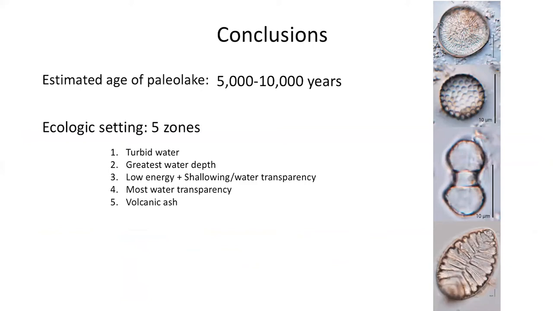The water started turbid, high energy, it got deep, it got shallow or more transparent, then it was really transparent, and then a volcano doomed everyone. And then for silica sources, the only ones that we recognized were the volcanic ash, though like I said before, we can't rule out the fact that phytoliths did play an important part in this. And so that is the ecologic setting that I reconstructed this summer. And hopefully this begins the narrative for other researchers to conduct more thorough studies to really find that connection between diatom evolution, development of grasslands, and global climate.